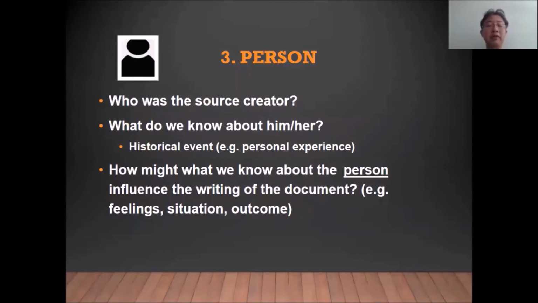Point number 3. Now we look at the person. How does the person influence the way in which the source is written? Who is the source creator? What do we know about him? You might actually need to research a little bit more about the person whom you're studying so that you can place him in context.